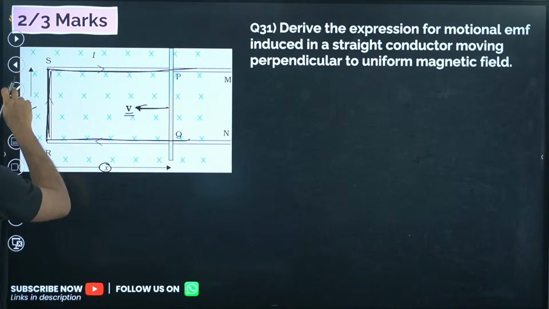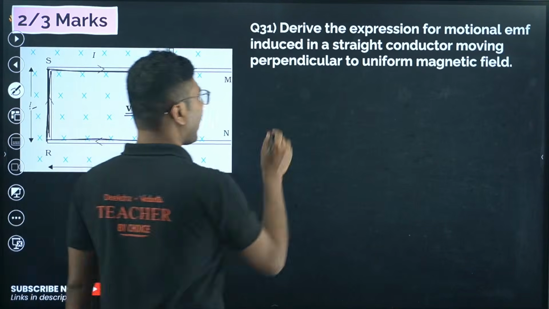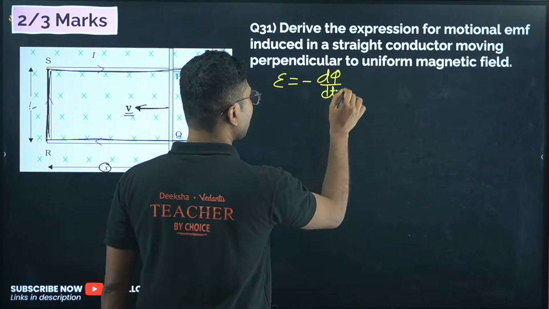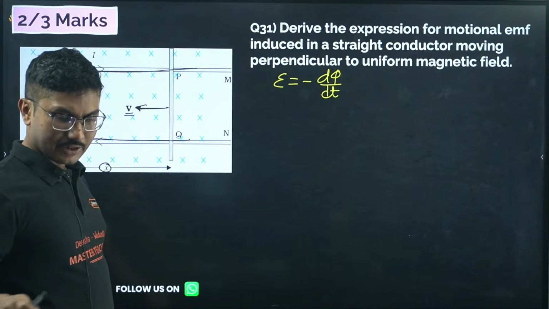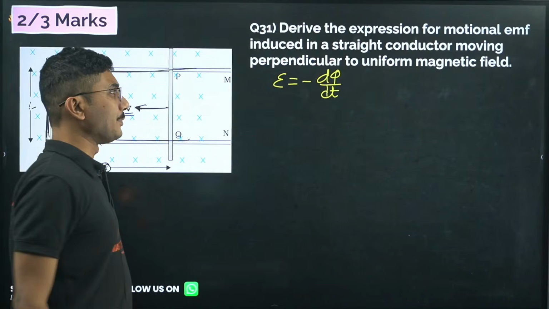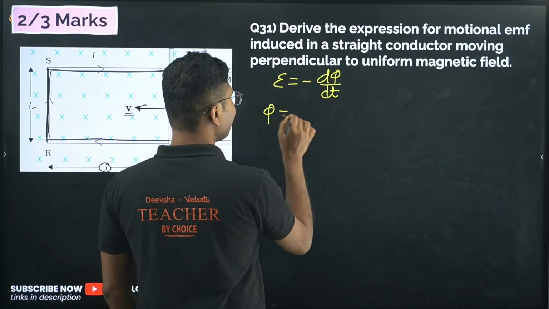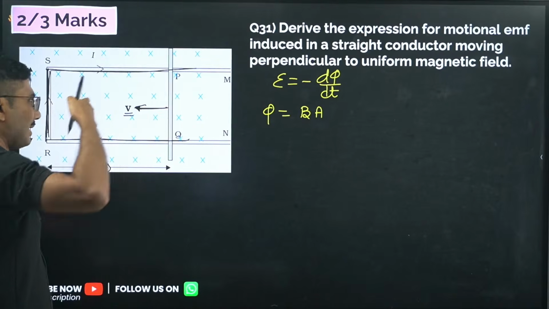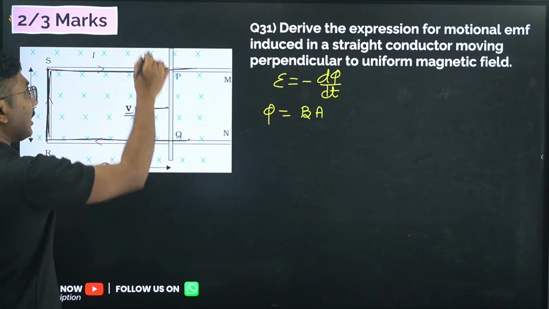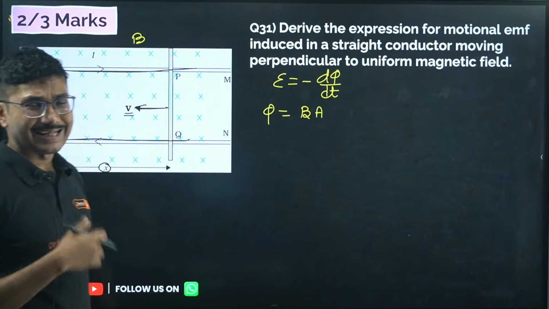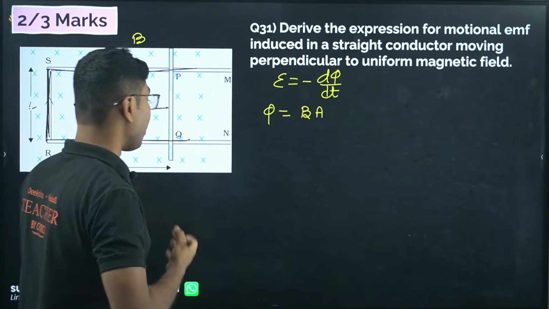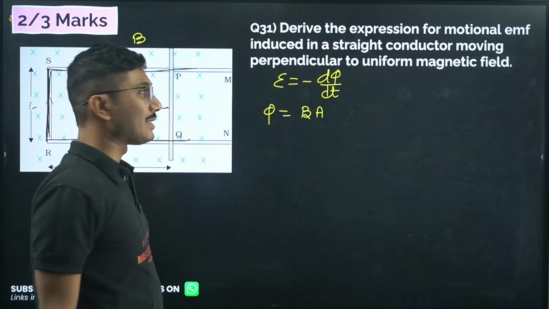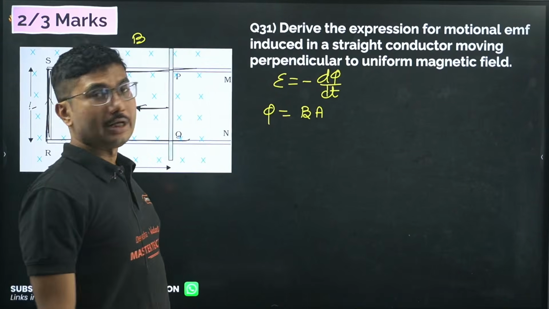Now how to find this induced EMF? To find induced EMF, we must calculate minus d phi by dt. According to the combination of Lenz's law and Faraday's law, induced EMF is given by minus d phi by dt. What is phi? Phi is magnetic field into area. The magnetic field is into the page, so obviously here it is cos theta, with theta being 0 degrees. The area vector and the magnetic field vector are both in the same direction, so theta is 0, so it will be only B into A.